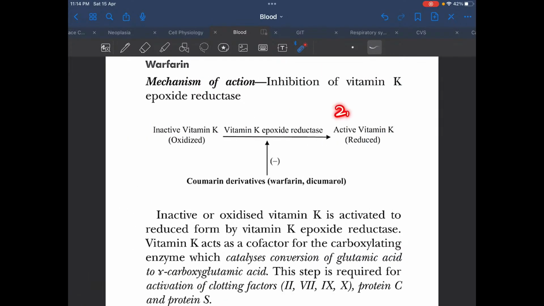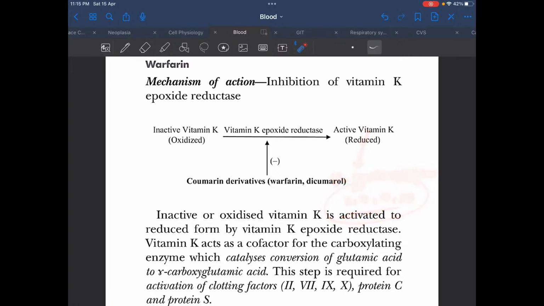Just remember, factor number 2, 7, 9, and 10 are those factors which actually need vitamin K. Okay. So what happens is, whenever vitamin K is in the active form, okay, so there is inactive oxidized vitamin K, which gets converted through the vitamin K epoxide reductase enzyme to active vitamin K. And this active vitamin K plays a role in gamma carboxylation. Okay. It plays a role in gamma carboxylation of factors 2, 7, 9, and 10.